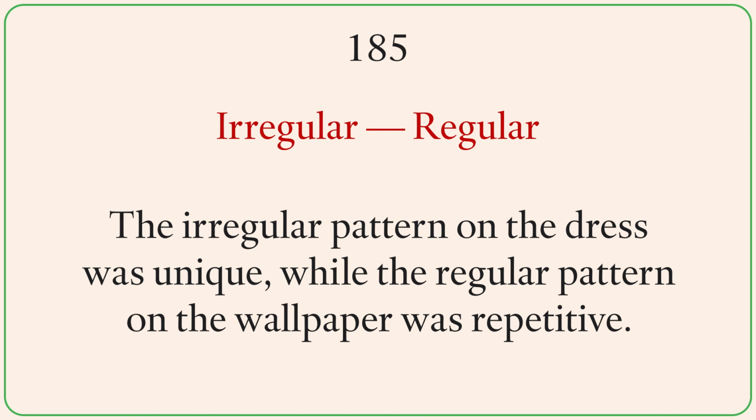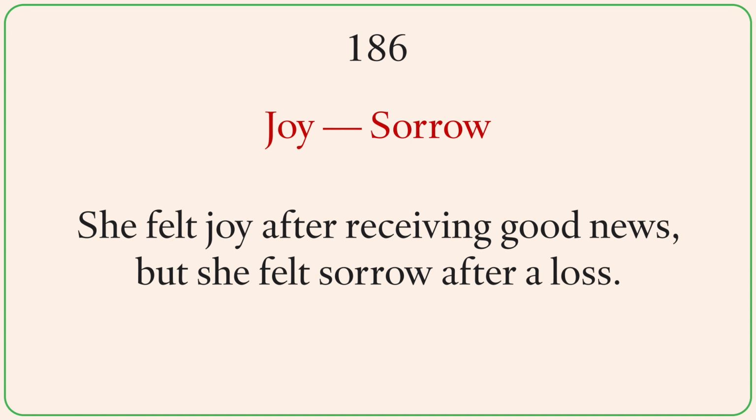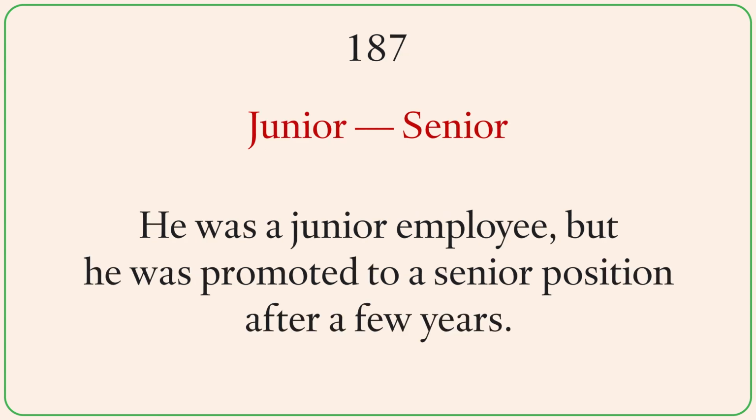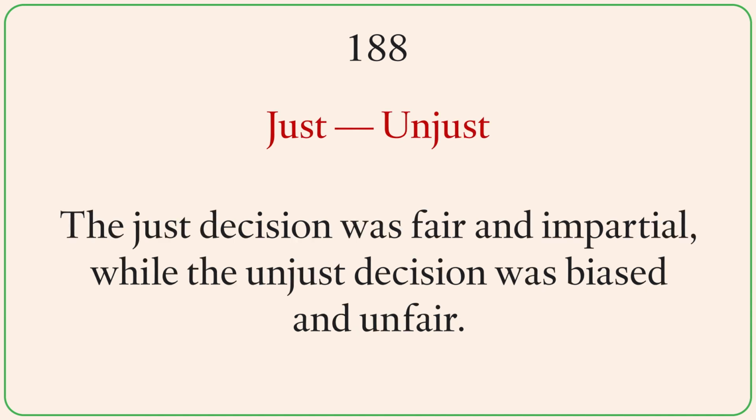Irregular. Regular. The irregular pattern on the dress was unique, while the regular pattern on the wallpaper was repetitive. Joy. Sorrow. She felt joy after receiving good news, but she felt sorrow after a loss. Junior. Senior. He was a junior employee, but he was promoted to a senior position after a few years. Just. Unjust. The just decision was fair and impartial, while the unjust decision was biased and unfair.